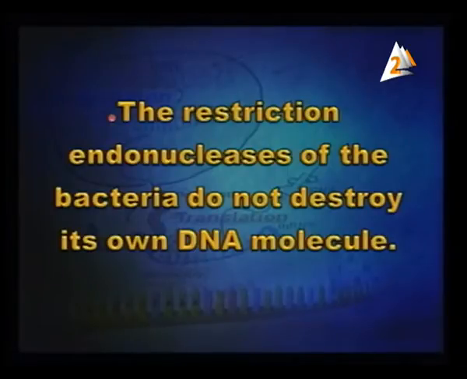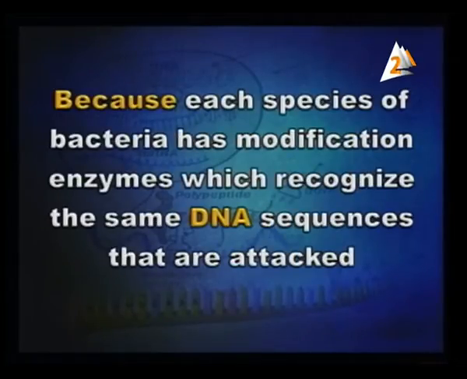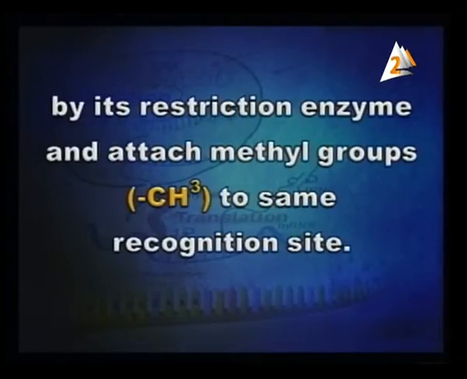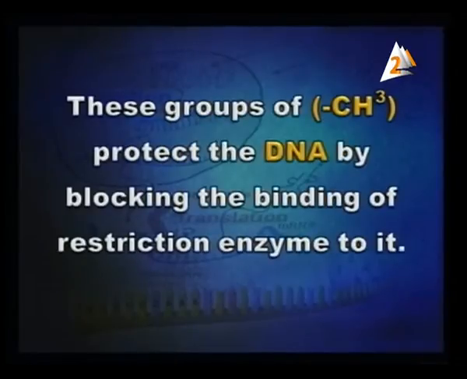Give reason for the restriction endonuclease of a bacteria does not destroy its own DNA molecule. Because each species of bacteria has modification enzymes which recognize the same DNA sequences that are attacked by its restriction enzyme and attach methyl groups, which are CH3, to the same recognition site. These CH3 groups protect the DNA by blocking the binding of restriction enzyme to it.